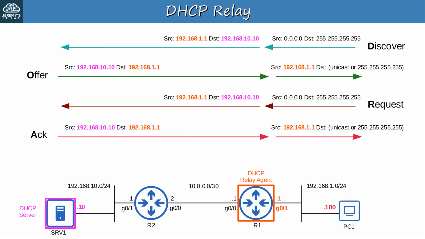It's quite easy to configure a DHCP relay agent. You just need one command, and I'll show you how to do it. In the next section, I'll show you how to configure DHCP. First, I'll show you how to configure a Cisco router as a DHCP server, and then how to configure a Cisco router as a DHCP relay agent. Finally, I'll show you how to configure a Cisco router as a DHCP client.